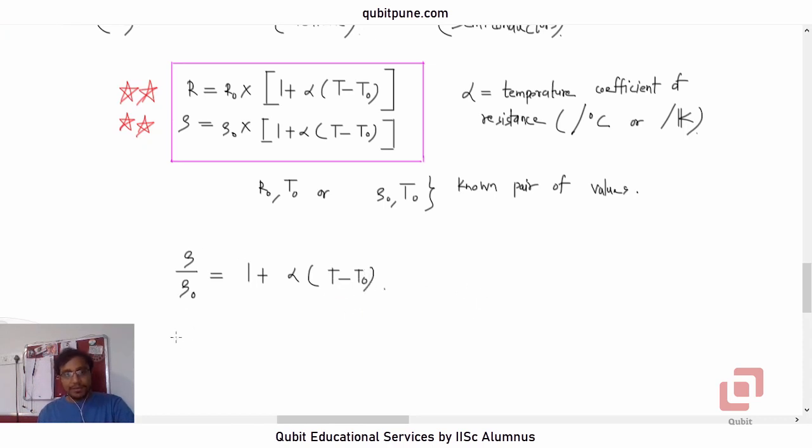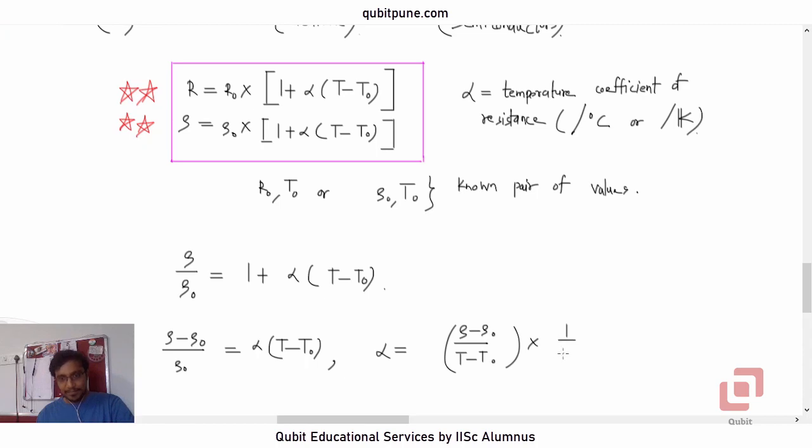Then you shift 1 to this side, so it will be rho minus rho naught upon rho naught. So what will alpha be then? Rho, yeah, that was easy actually. What will be, sir? That's very easy. Yes, okay. Right.